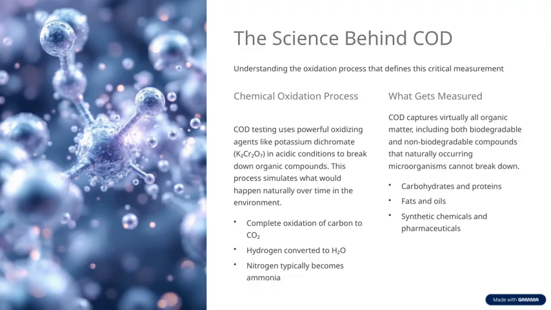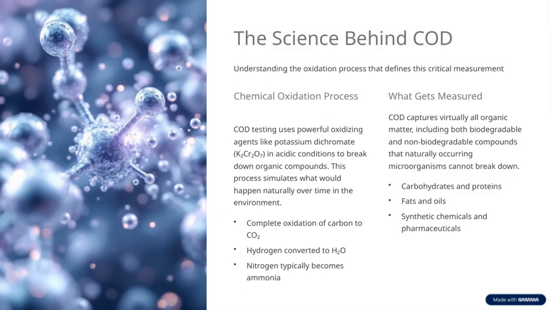Let's take a closer look at the science behind COD. Understanding this process is key to grasping how we measure water quality effectively. So, what is chemical oxidation? In simple terms, it's a process where we use strong oxidizing agents, like potassium dichromate, in an acidic environment to break down organic substances in water.